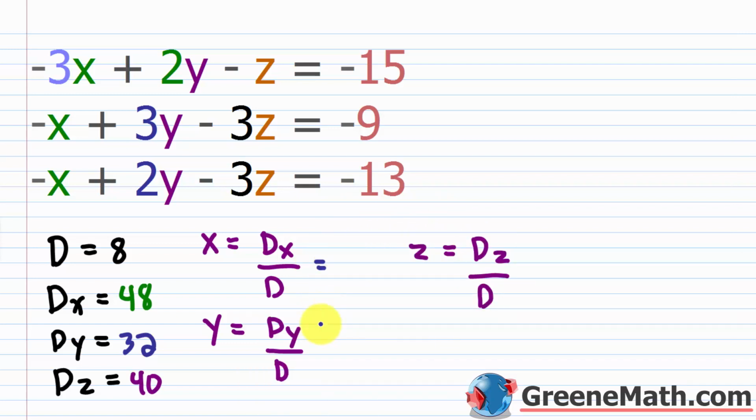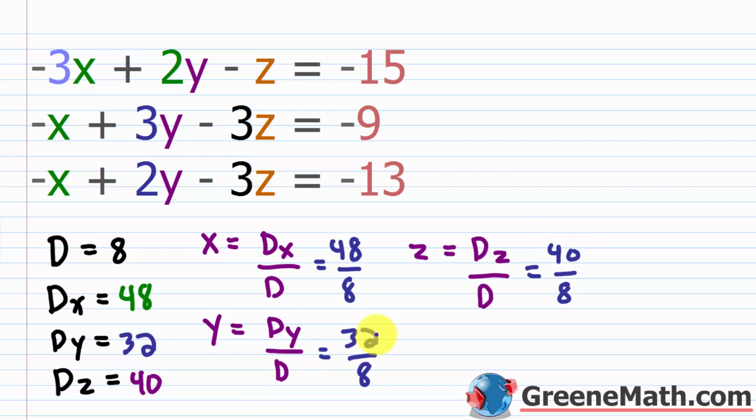So I'll just say this is equal to, equal to, equal to. I'm going to put an 8 in each denominator, okay? And the only thing that's going to change is the numerator. So d sub x is 48. d sub z is 40, okay? And d sub y is 32, okay?